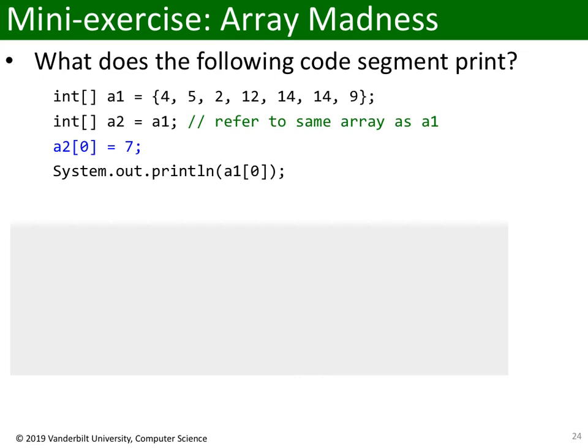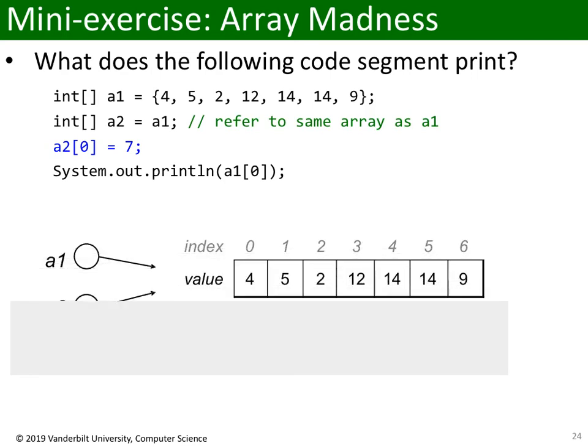In the next statement, we create another integer array variable, so another holder for an integer array address. But rather than creating another object, we're taking the address stored in A1 and assigning that address into A2. So at this point, A1 and A2 both look at the same object in memory. A1 looks at this array, and A2 is looking at that same array.